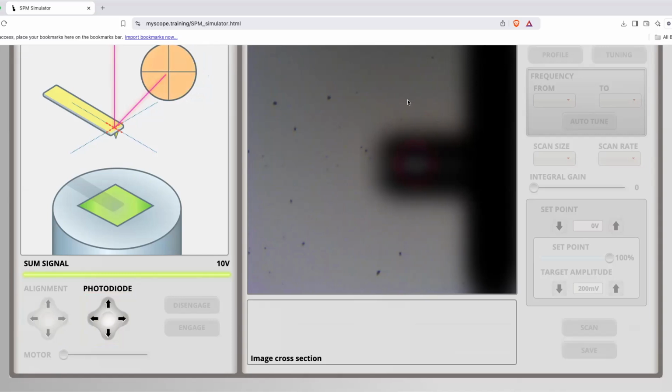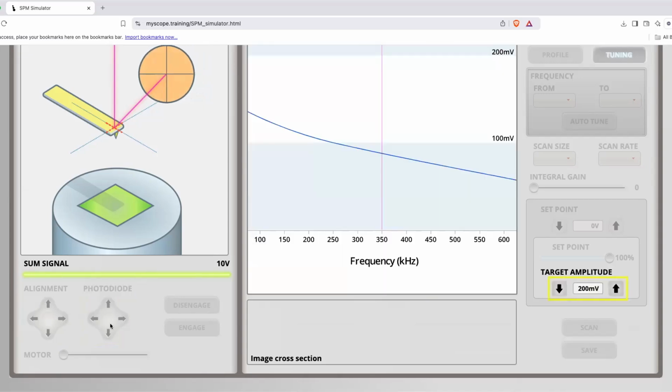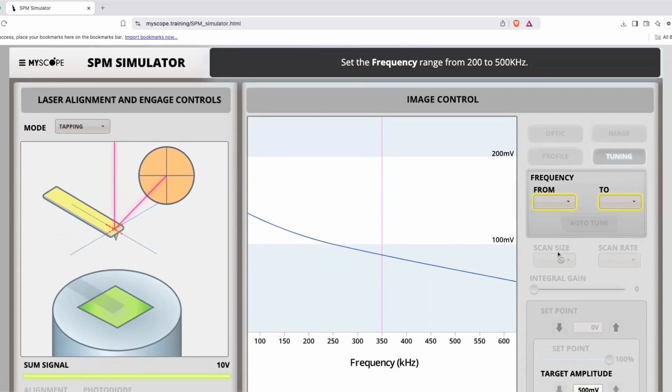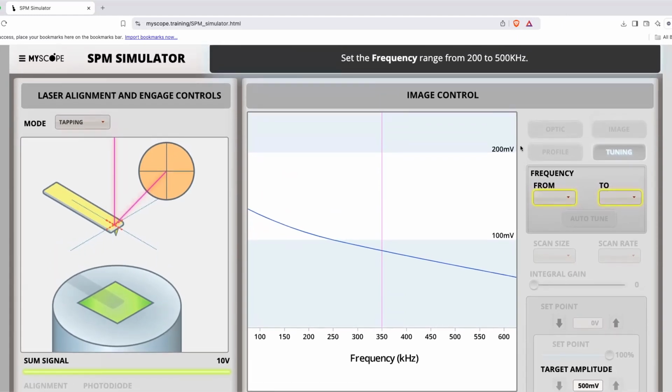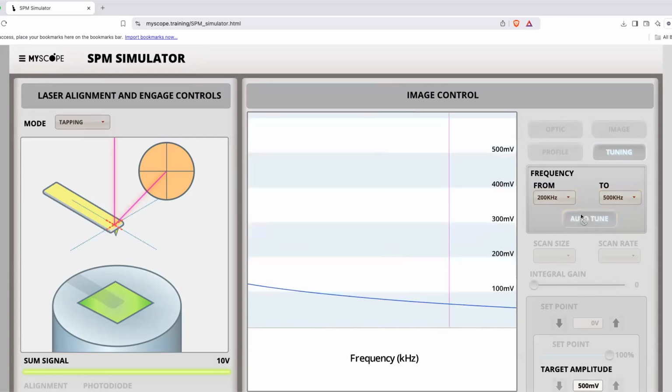So now we have to move the photodiode a bit. And you can see this on the right side already. This is exactly how it is in AFM, if you go to an AFM and see it. Now the instruction might say that the target amplitude has to be 500 millivolt. Yes, it is done. Then you have to select a certain frequency in the range, and then auto tune.